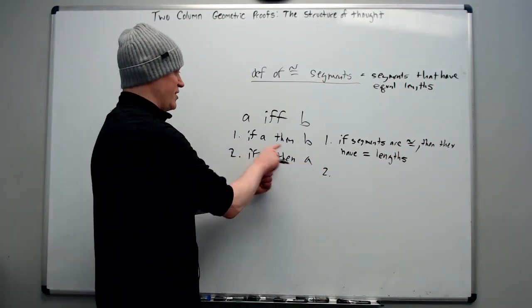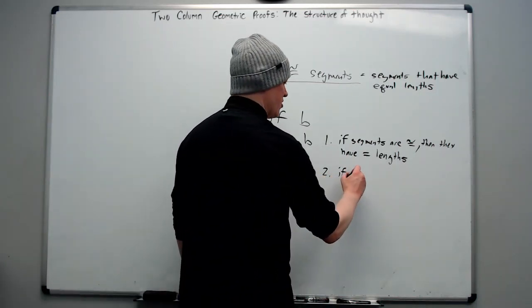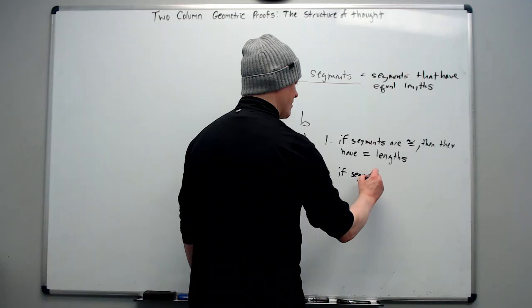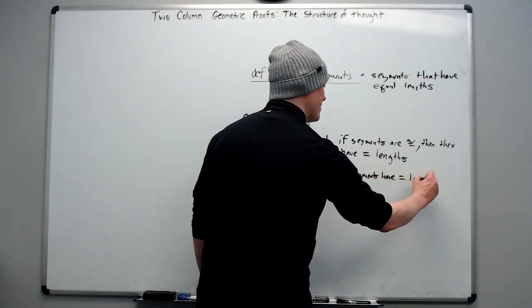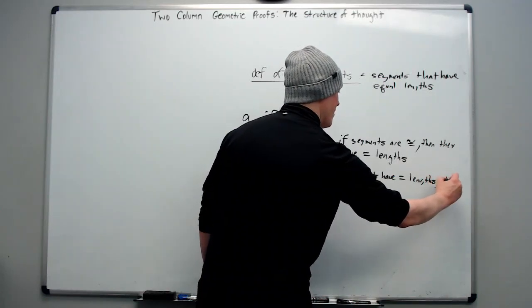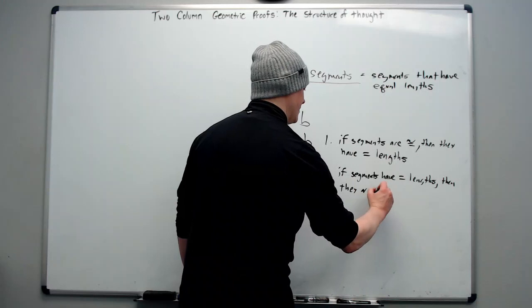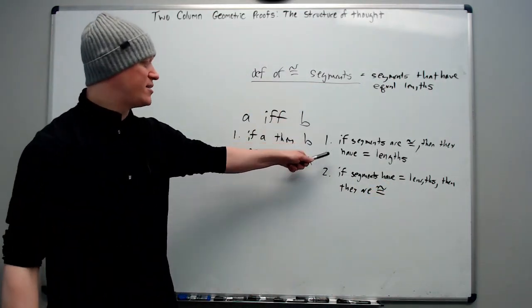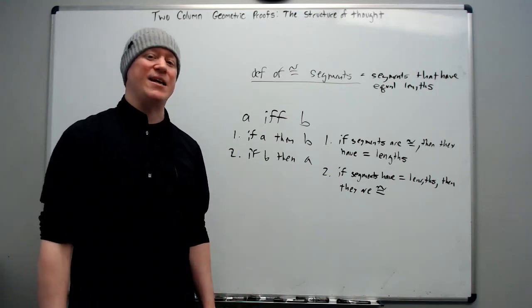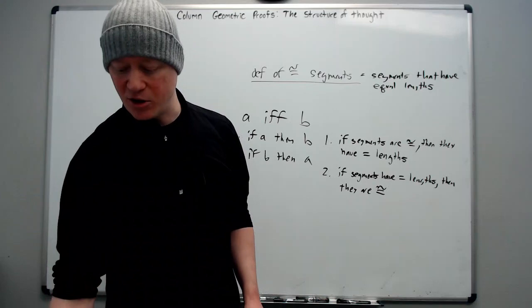And the second step is to reverse it now. You're just going to change these positions. You have to modify the grammar some. So if segments have equal lengths, then they are congruent. Okay? So this is a definition broken into two different conditional statements. Every definition has this property. That'll be important going forward.